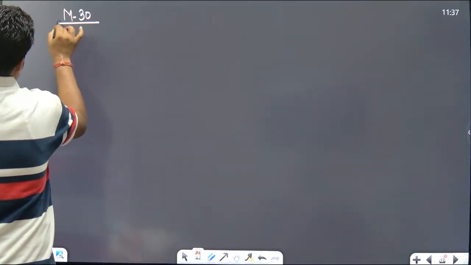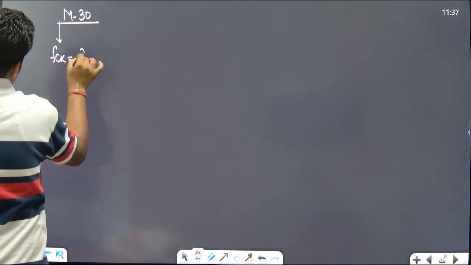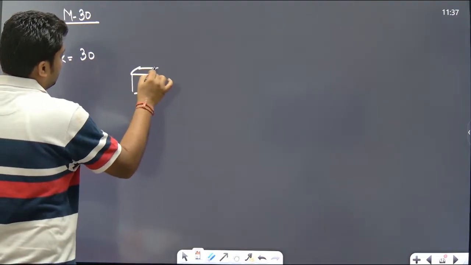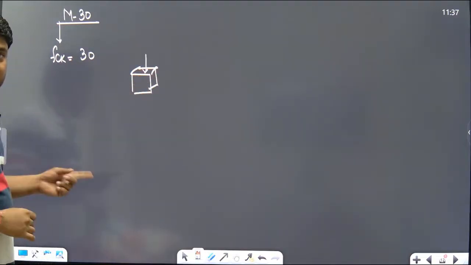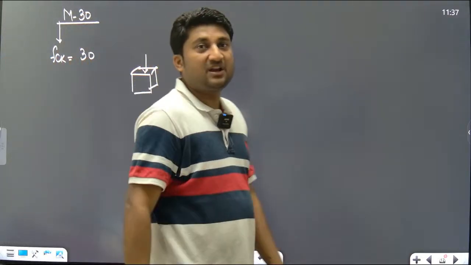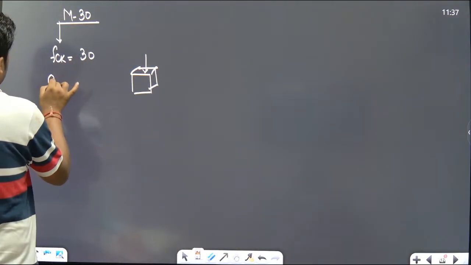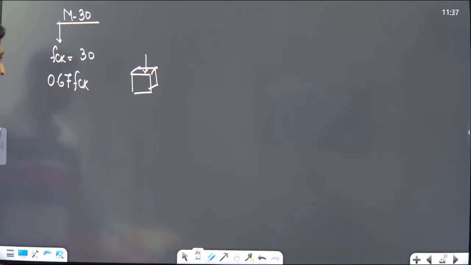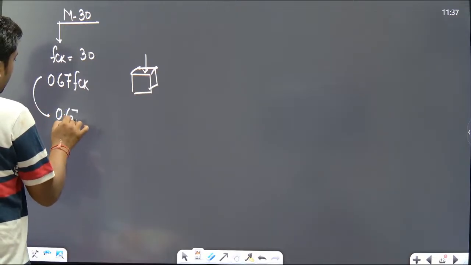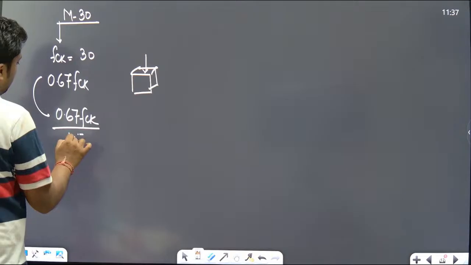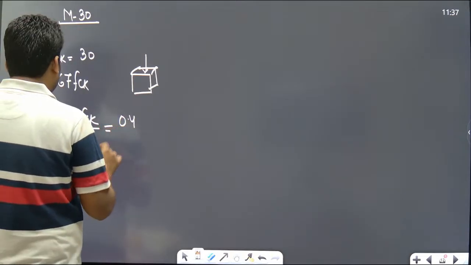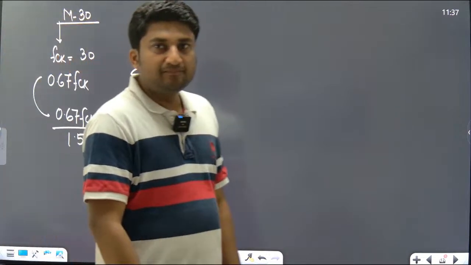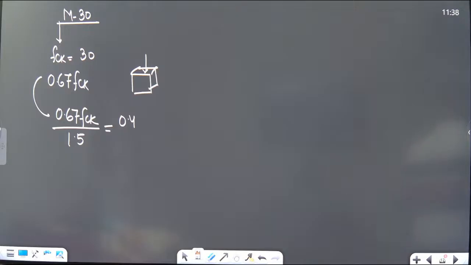Now how the value comes out to be: if I take the M30 grade of concrete, M30 means FCK is equal to 30. As per IS code, we test the concrete in cubes, but we cast them in structure. So the code says you take the value of FCK as 0.67 FCK. On this 0.67 FCK, you apply the factor of safety of 1.5. This comes out to be 0.45 FCK. Understood everyone?